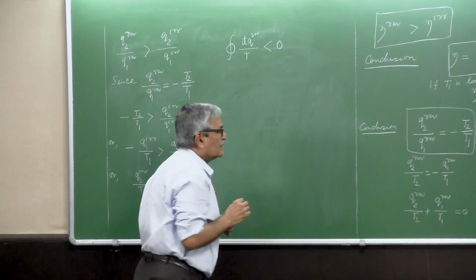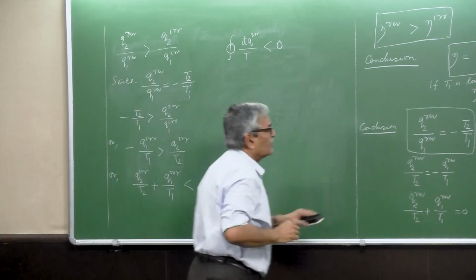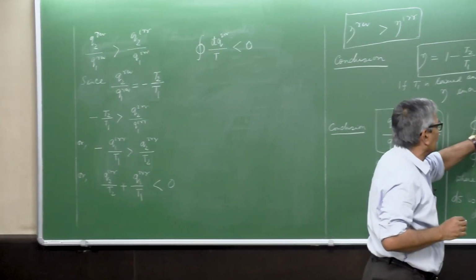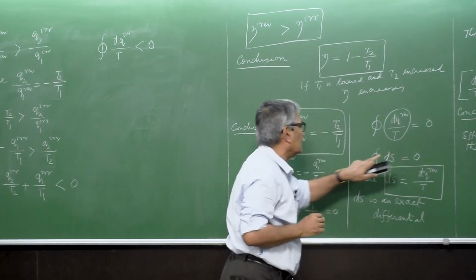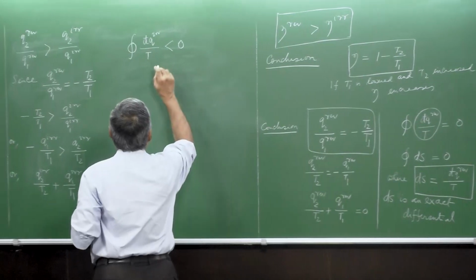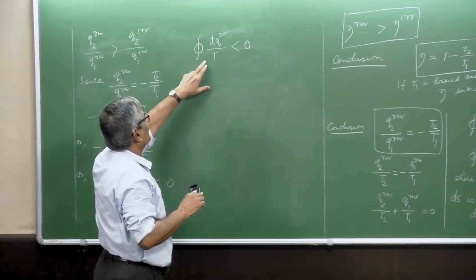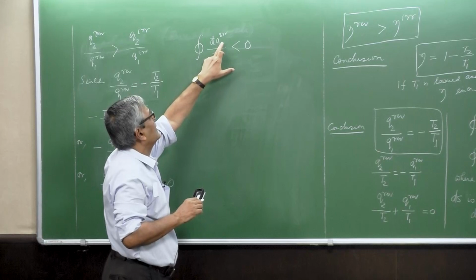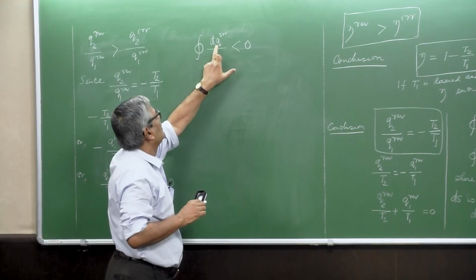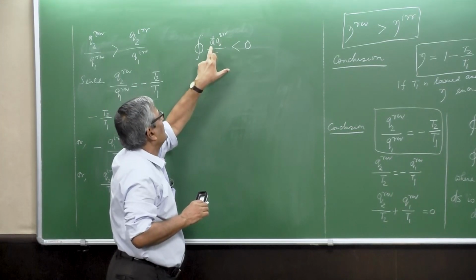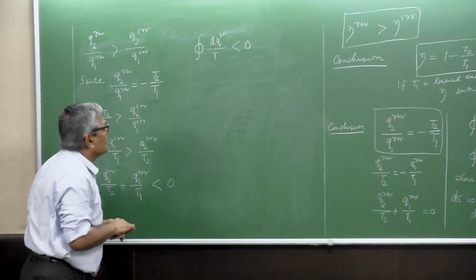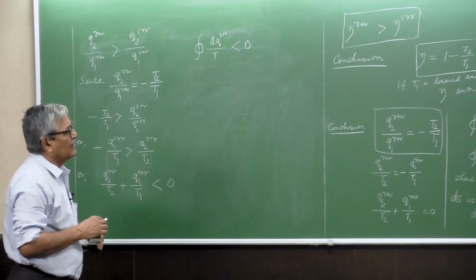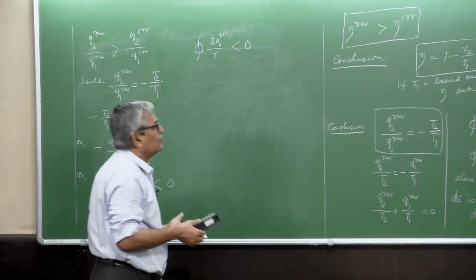You see that when dq reversible, the integral is 0 and you get a new function. But we are not actually getting such a situation when dq irreversible is an inexact differential. So we cannot write it, we cannot replace it by a new function.